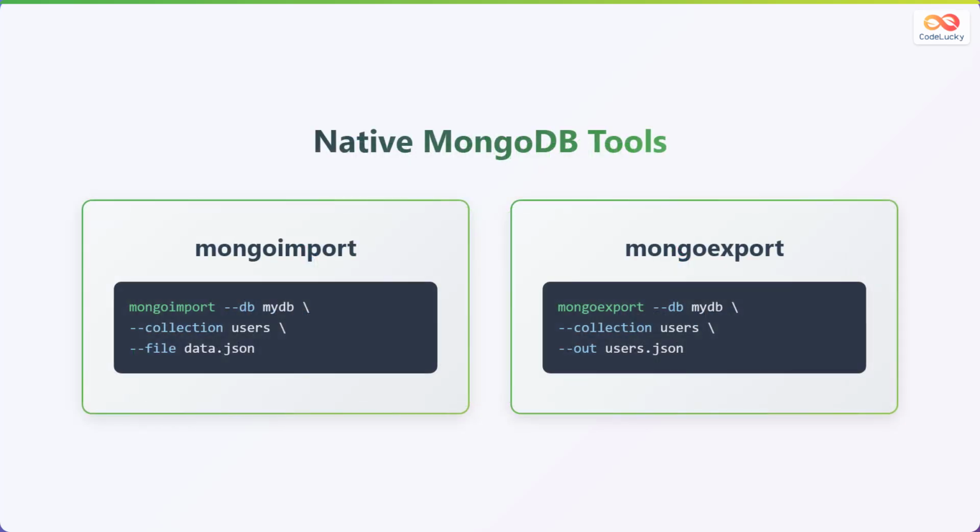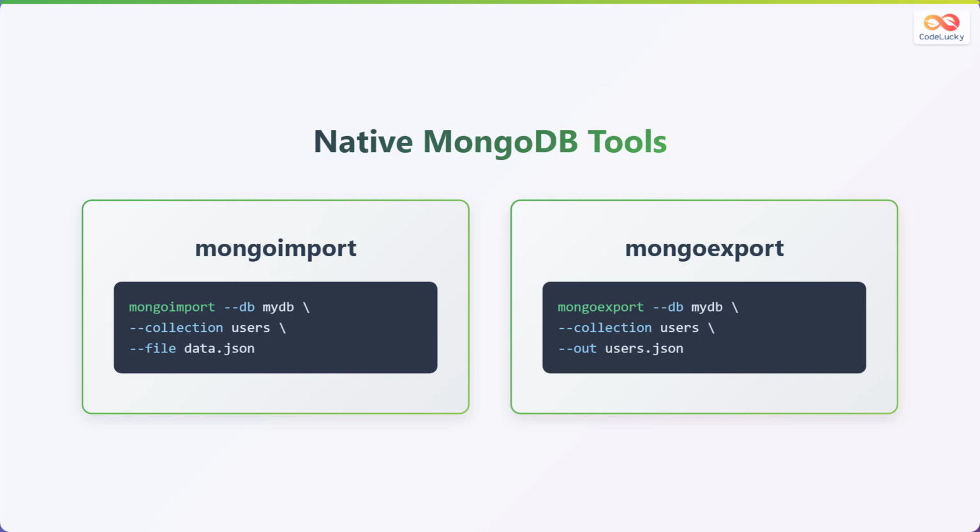MongoDB provides native tools for data migration. The first one is mongoimport. This command imports data into MongoDB from a file. Here's an example. mongoimport --database my database --collection users --file data.json.